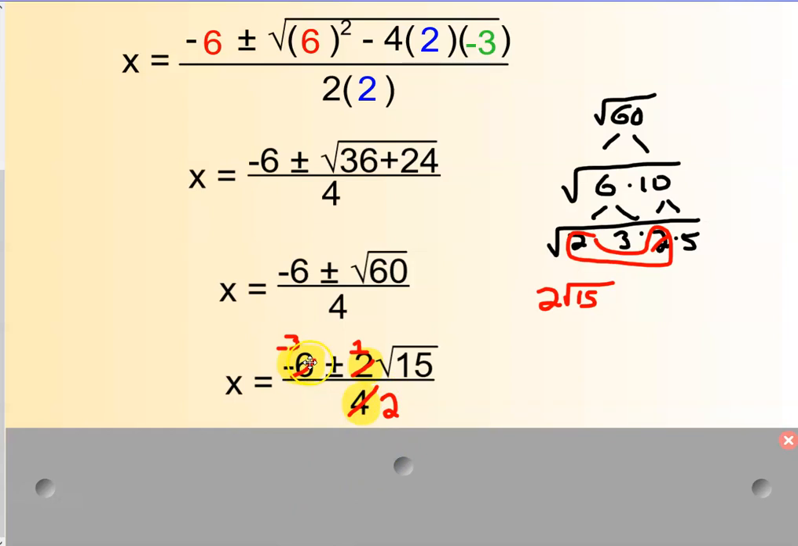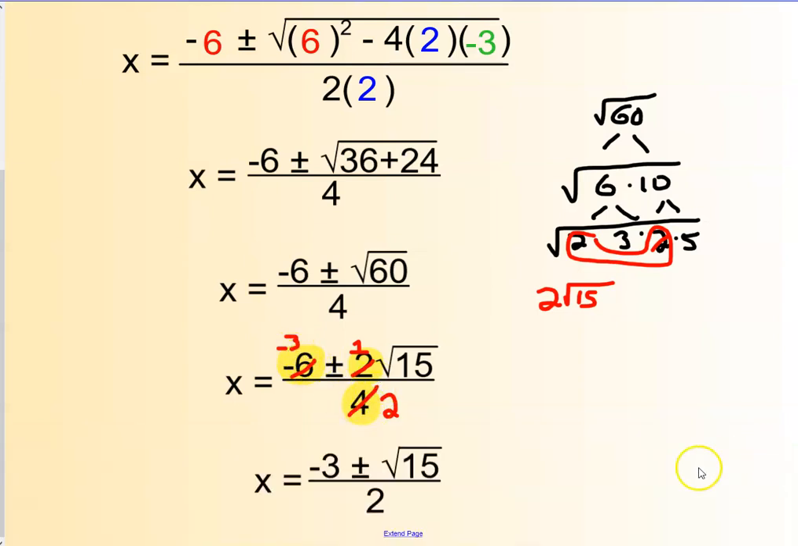So we could actually take this answer right here. We can do a jailbreak, and then we can look for those 1s, and it ends up being -3 plus or minus 1 radical 15. I don't need that 1 there, all over 2. And that is my final answer.